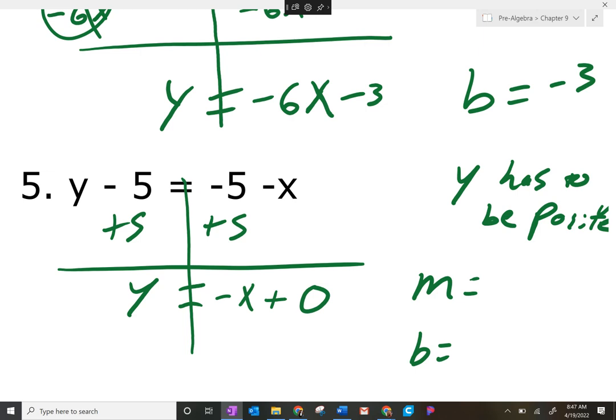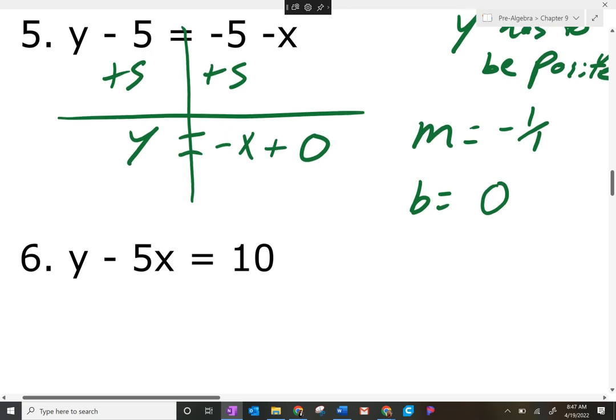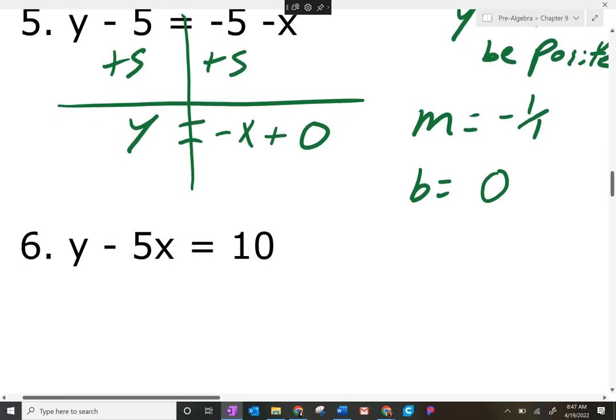I think I heard you say it. What'd you get? Negative 1 over 1. Fantastic. It's invisible, but it's still an imaginary 1 over 1. So my slope is going to be negative 1 over 1. What's my b value? 0. Feeling good?